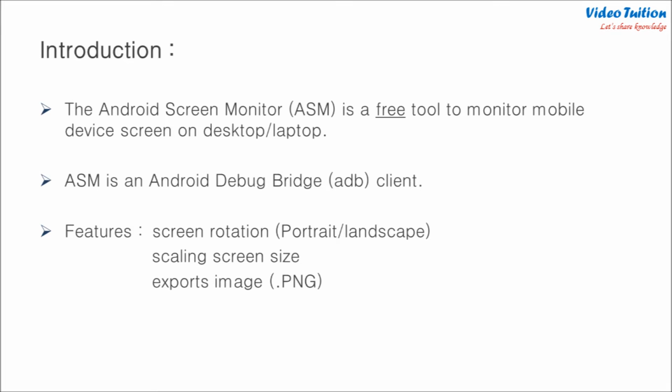Android Screen Monitor, or ASM, is an Android tool to monitor mobile device screen on desktop or laptop. ASM is an ADB client which, when you start monitoring the screen, connects to ADB port 5037 and receives the frame buffer continuously on the device or emulator and transfers images to the desktop screen. ASM does provide features like mobile screen rotation, screen sizing, and image export. We'll discuss these features in the last part of this tutorial.